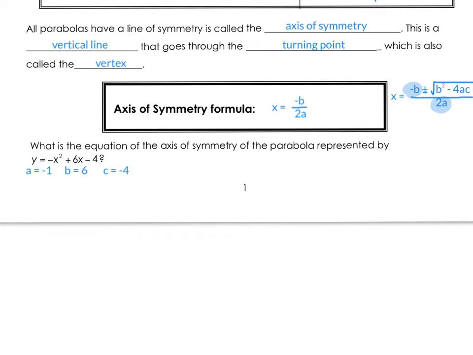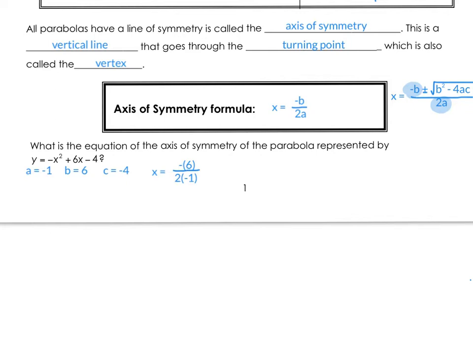Now that we have those, we can go ahead and fill them into our axis of symmetry formula from above. So then I get x equals -6 divided by 2 times -1. And remember to use your parentheses whenever we substitute values in.